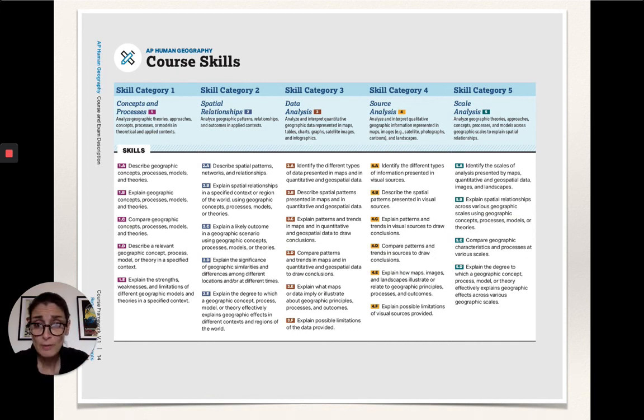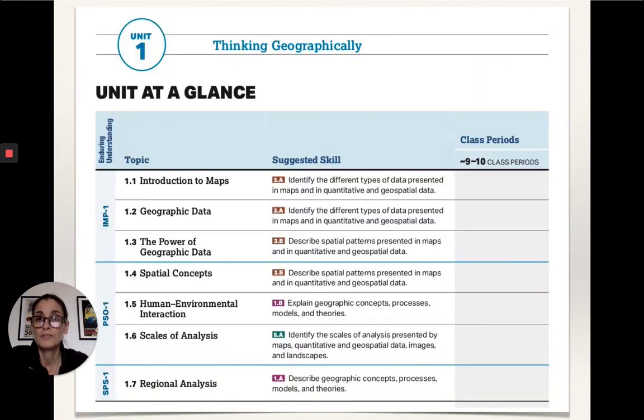Right, so those are the skills. So it looked overwhelming when I first gave it to you, but really you know most of them. And again, spatial relationships, skill category 2 here. I've lost my mouse. But skill category 2 is the one that I think I've been weakest on in giving you practice. So I'm going to do my best in the next couple of weeks to find questions that focus on those skill categories.